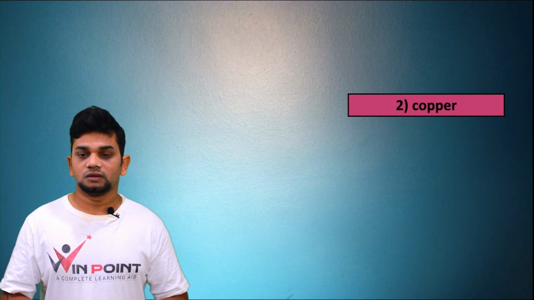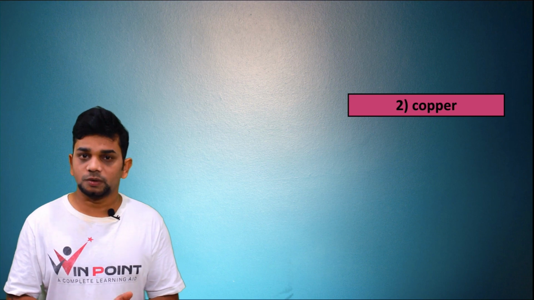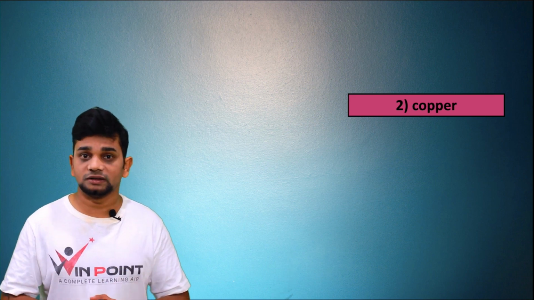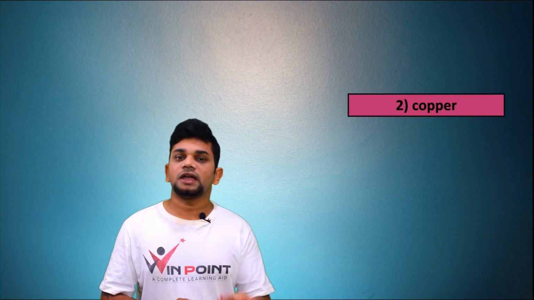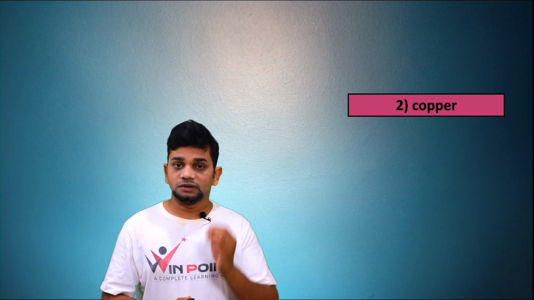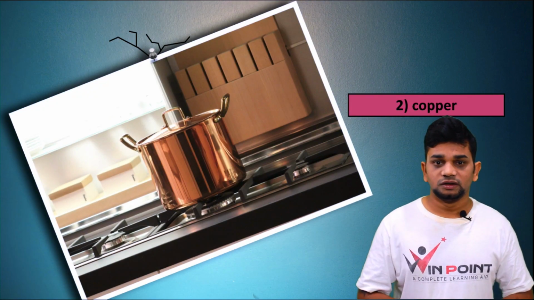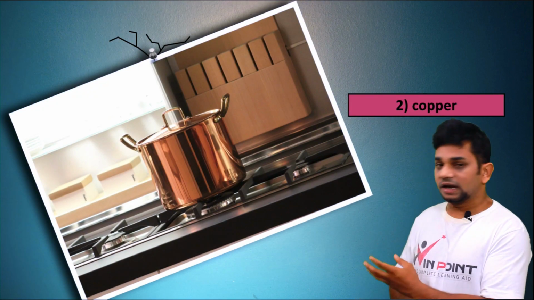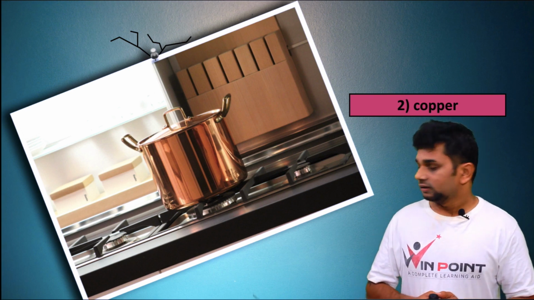Next one is copper. Copper is a useful metal. In daily life we are using copper. Copper vessels are there, copper bottles are there, copper wires we are using at home as connecting wires. This copper is also reacting with the atmosphere. Copper is reacting with carbon dioxide. Here you can see a copper vessel. It's looking very shiny, a lustrous surface. It is looking very beautiful, isn't it?